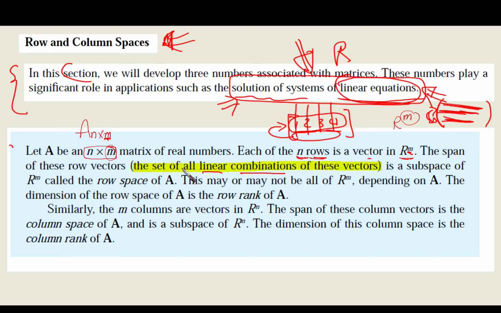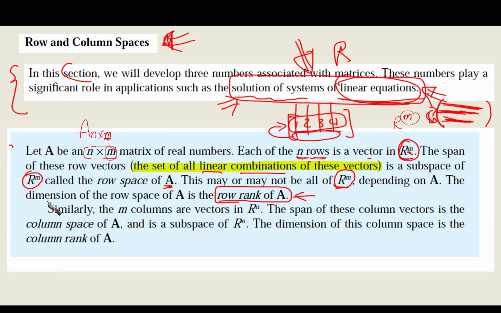Now the set of all linear combinations of these vectors is a subspace of Rm, and it is called the row space of A. This may or may not be all of Rm; it may be less than it, depending on A. The dimension of the row space of A is the row rank. So what is the meaning of row rank? In summary, it is the number of independent rows.